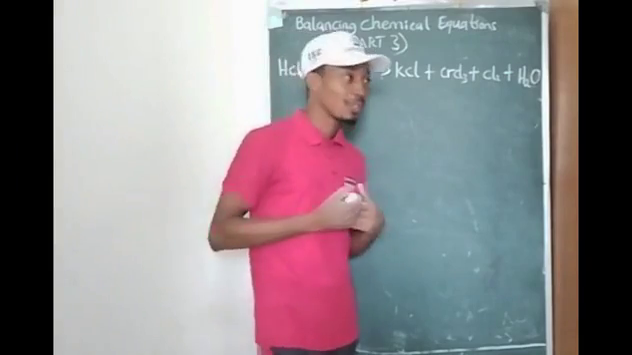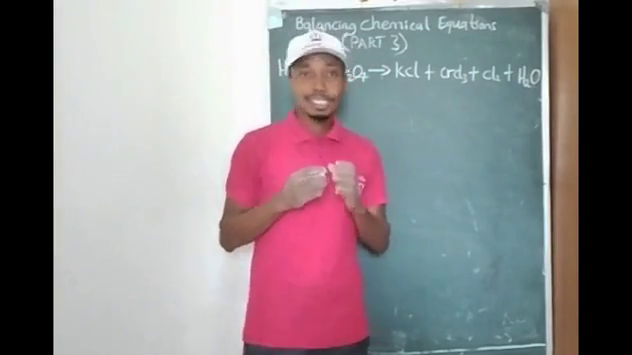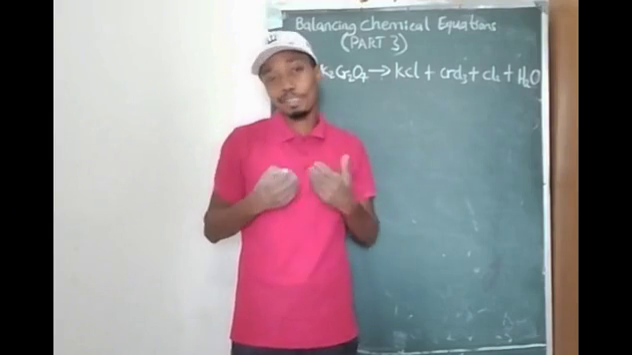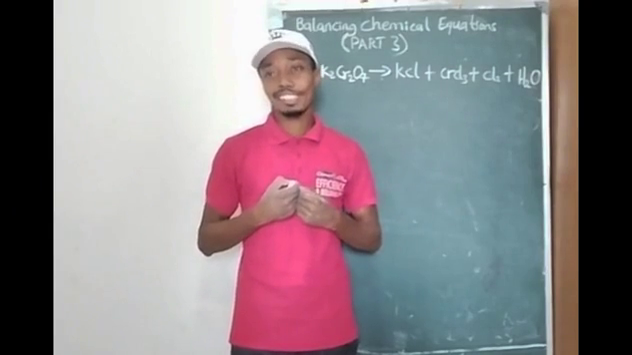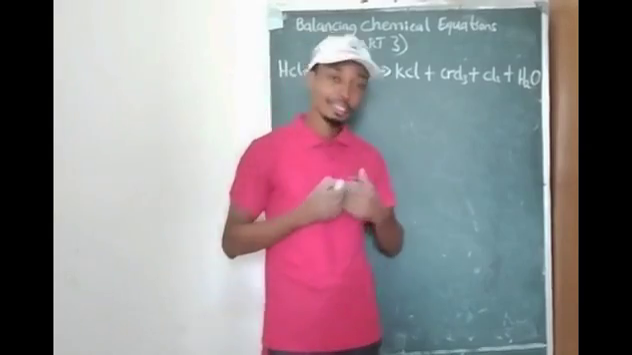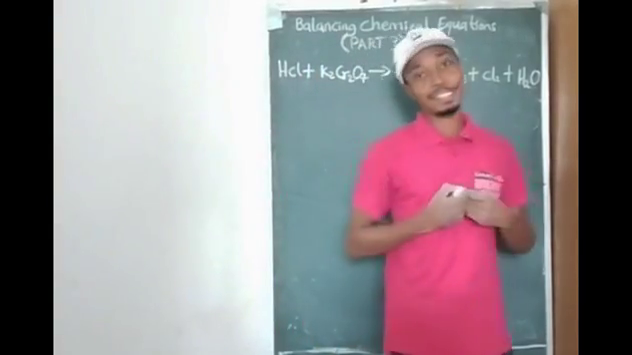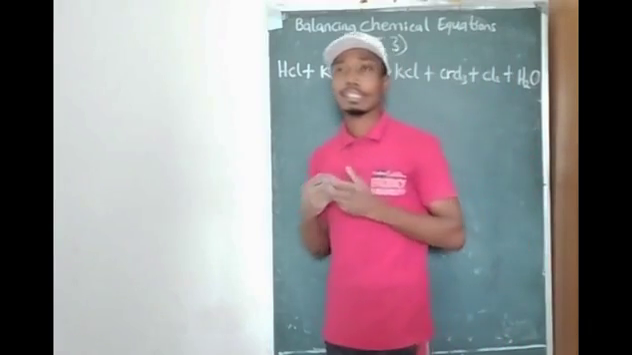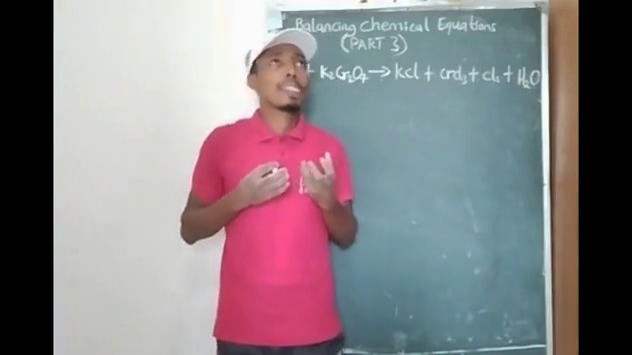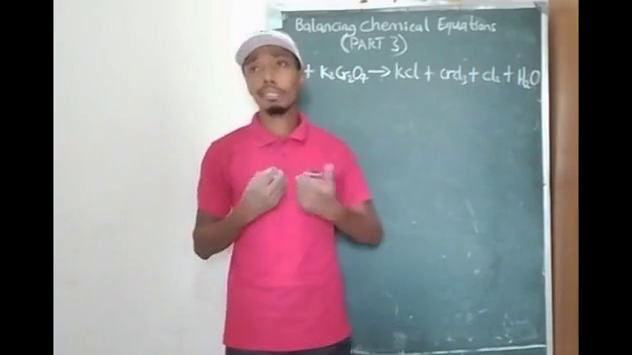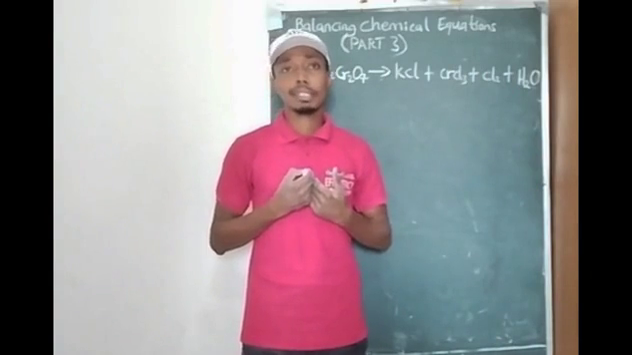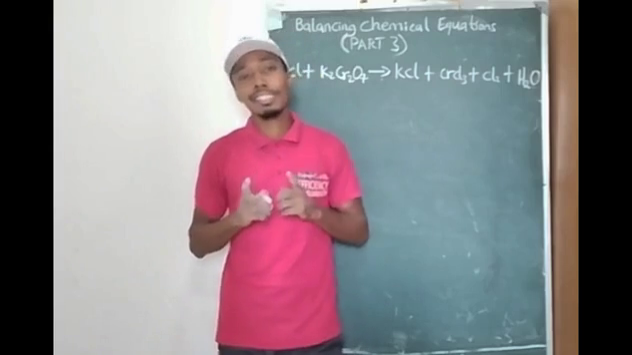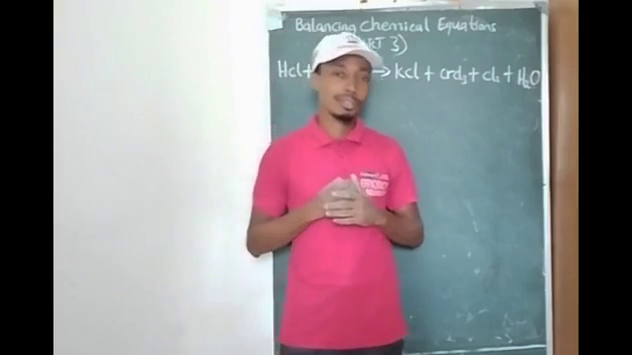Still on balancing chemical equations, but in this last part, part 3, it's also going to be a very interesting part. In this part, we're going to look at a chemical equation that you can solve by trial and error, but I am going to quickly use the simultaneous equation method.